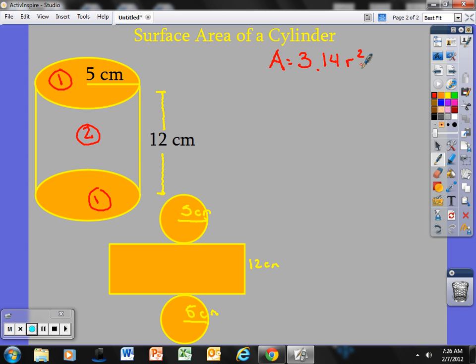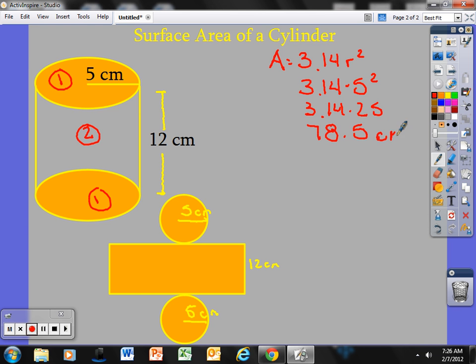So I have 3.14 times radius squared. I want to find the area of this top circle, so I'm just going to plug and chug, as we say. 3.14 times radius squared, and the radius is 5. So I have 3.14 times 25. I want to say this is 50-something, but I'm not even close. It equals 78.5, which I should have known because 25 times 3 would give you 75. So I have 78.5 square centimeters.